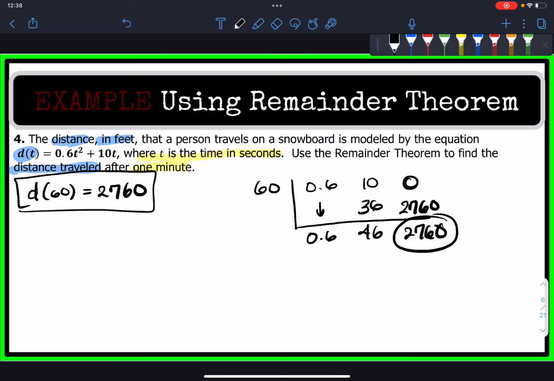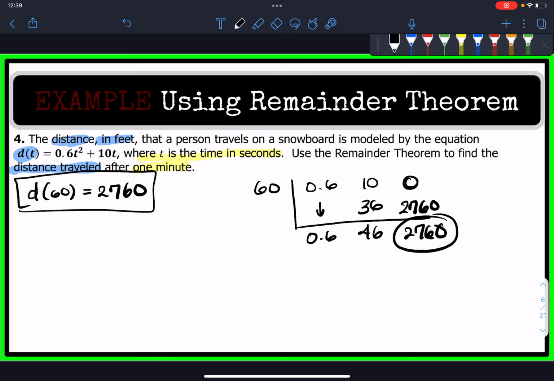So this is the benefit of knowing the remainder theorem and evaluating polynomials. It just makes it a lot quicker and easier to figure out the y value of a polynomial given the x value.